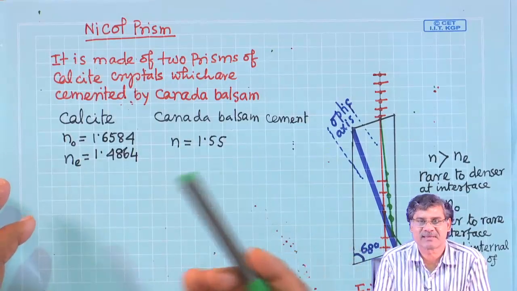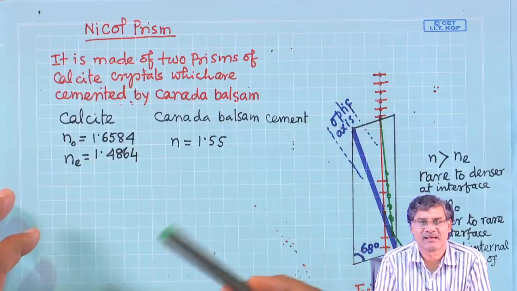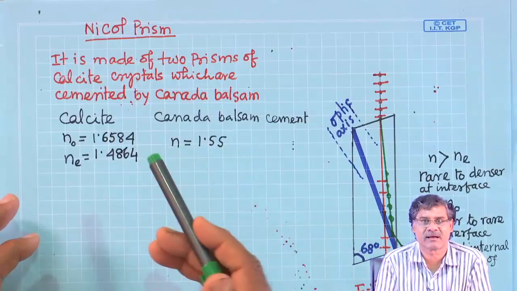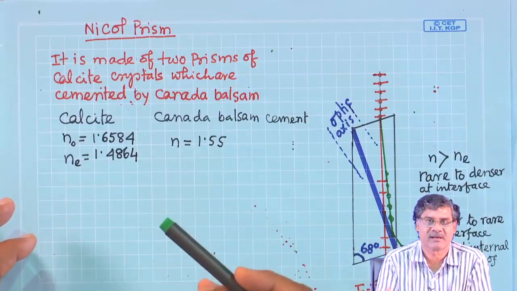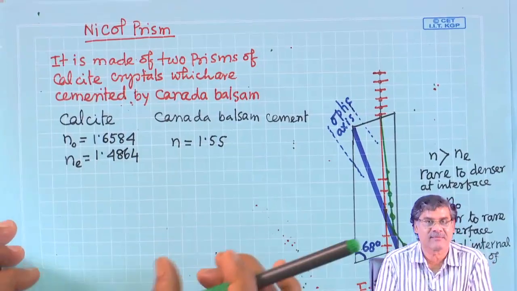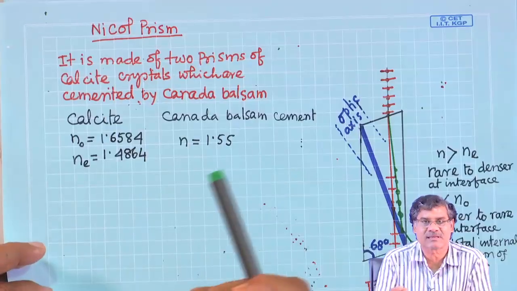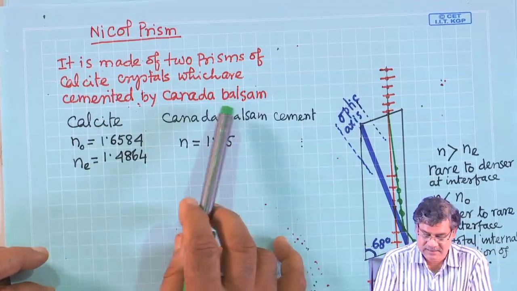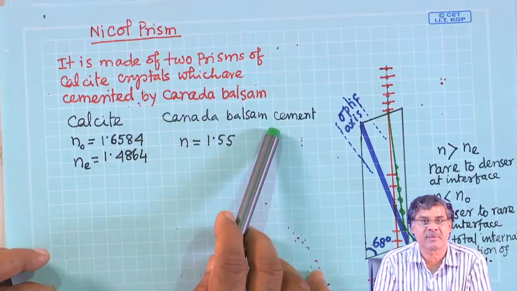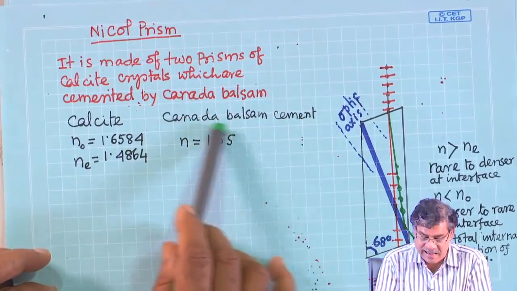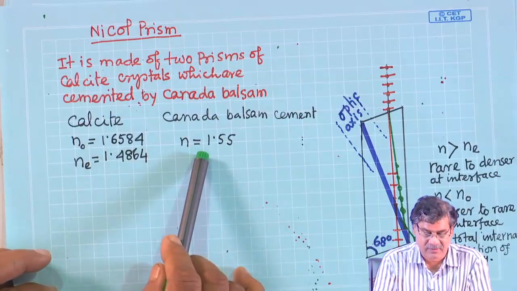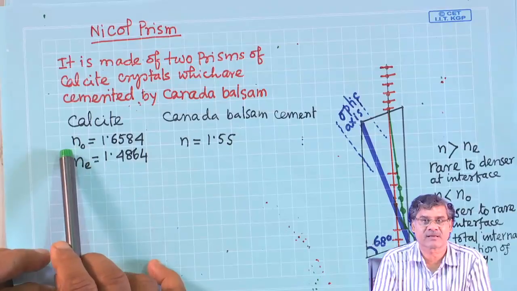Bricks, basically, for a house wall we use bricks and cement for attaching them to each other. To attach one brick to the other brick, that is called cementing. Okay, cemented. So, that is Canada balsam. The refractive index of this Canada balsam is basically an intermediate value between the refractive indices for the O ray and the E ray.